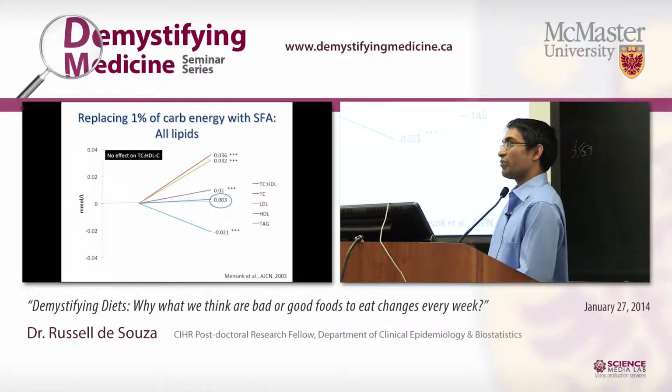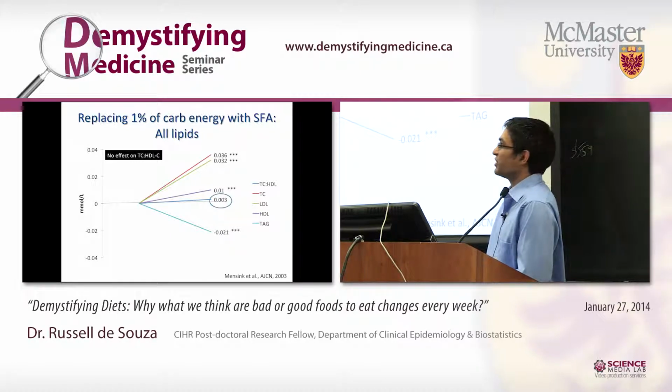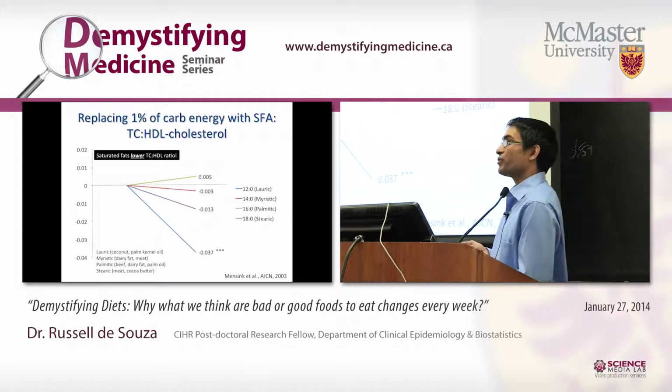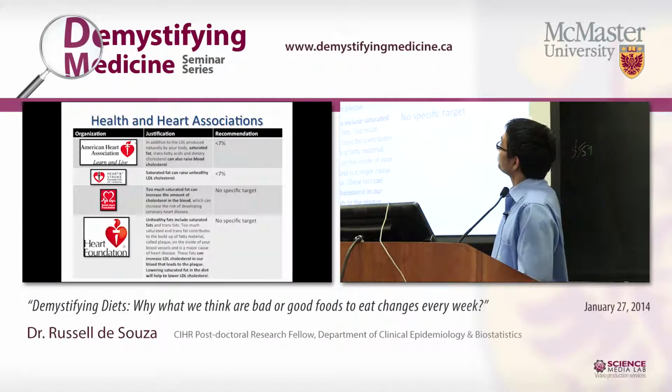So perhaps the hypothesis that saturated fat raises LDL, ergo it raises rates of CHD, was a bit too simplistic. And in fact, if we look at specific types of saturated fat, which I talked about briefly earlier, lauric, myristic, palmitic, and stearic, we see that for the most part, when these saturated fats replace carbohydrate in the diet, the ratio of total cholesterol to HDL actually goes down, which one would predict to be protective against heart disease.